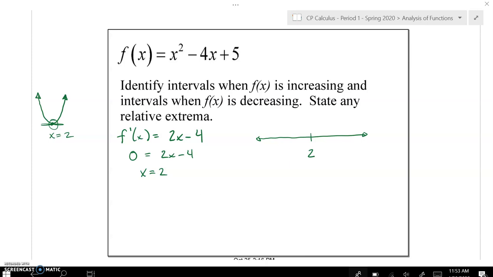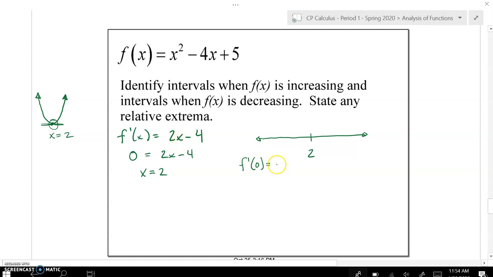What we're going to do is test some values here. We can pick really any number that's less than 2, and we're going to plug that number into our derivative, because we want to find out whether the slope there is negative or positive. I'm just going to plug in 0, because that's an easy number to plug in. So f prime of 0: 2 times 0 is 0 minus 4, that's a negative number.